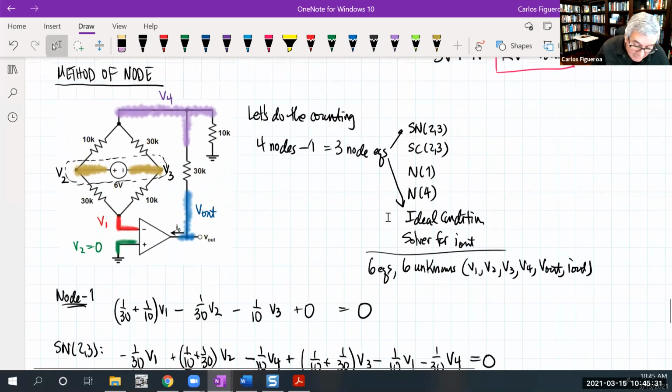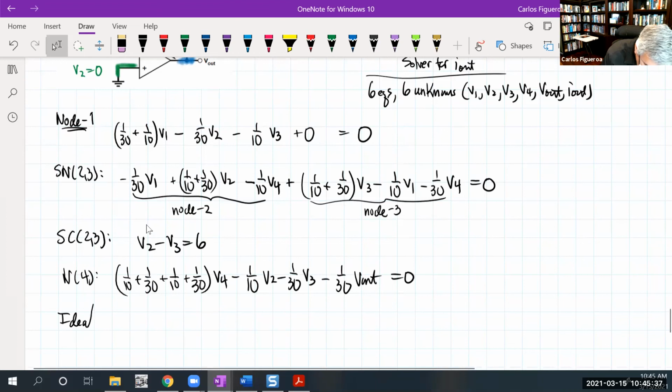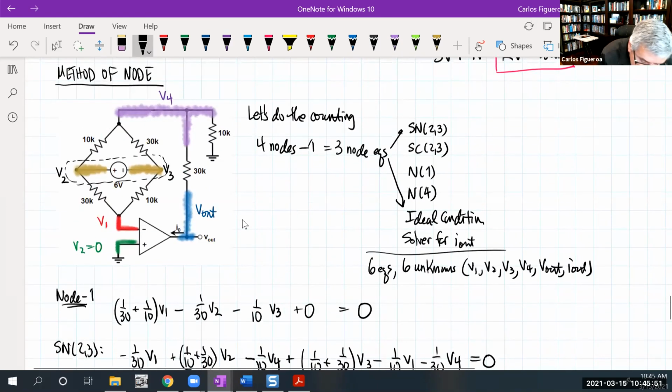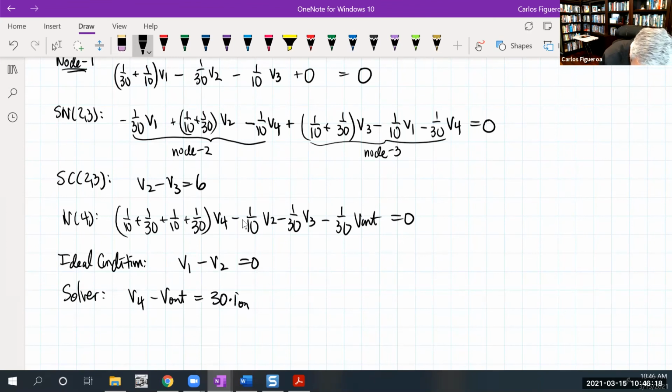So what else do I need? I need the ideal condition. Well, you could see that V1 has to be the same as V2. So then I have the ideal condition. So that says V1 minus V2 equals 0. And then now we need a solver here. Well, you could see that the solver tells us that it has to be V4 minus V out has to be 30 times I out. So if I put in a solver, then this should be V Thevenin minus V out. Oh, I didn't call it Thevenin, I called it V4. And that has to be 30 times I out.